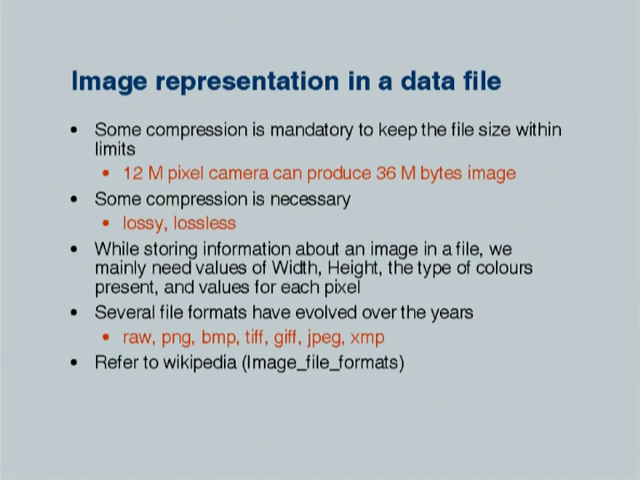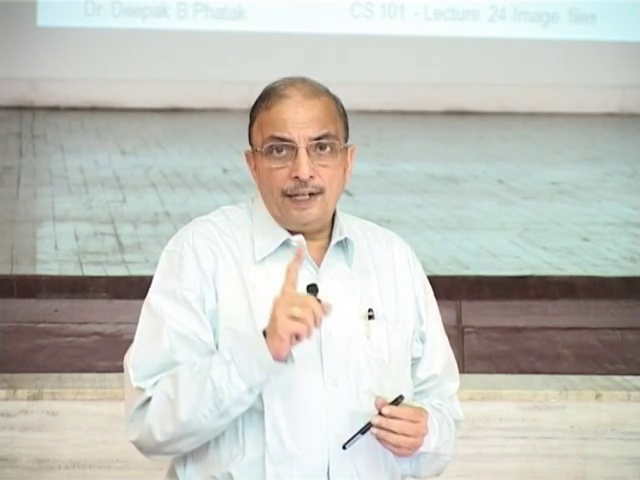Several file formats have come about in the last few years. These are the various names: RAW, PNG, BMP, TIFF, GIF, JPEG, XMP. JPEG, for example, is a lossy format where you might lose some information. In case you have grayscale images and the images are small, which is what fingerprints would normally be, then since each pixel is represented by just 1 byte, a value between 0 to 255 of various gray shades, that is more than adequate to correctly represent the entire picture.